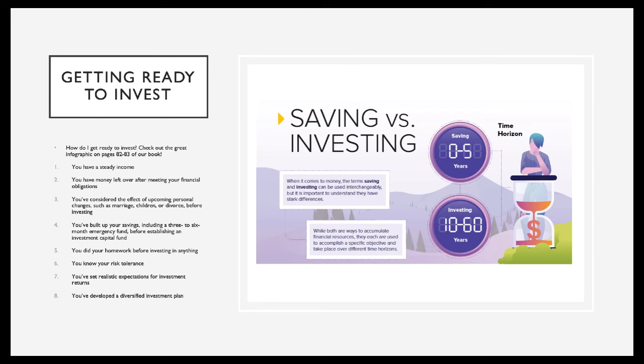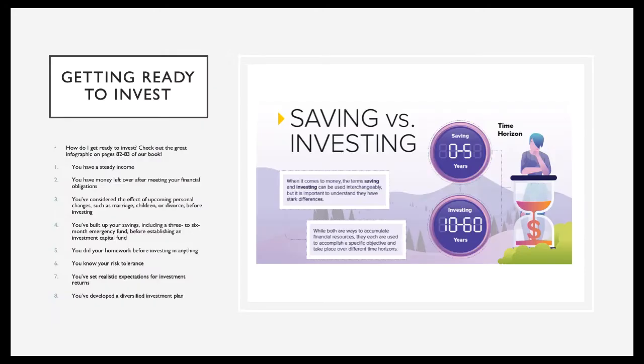Number 7, you've set some realistic expectations for investment returns. Did you realize that generally speaking, your savings is only going to return somewhere between 0 and 2% in terms of an actual return, whereas you're really aiming for something with investments somewhere between 8 and 10% average return annually for your investments to really pace the market of what's available? All right. So finally, step number 8. I'm losing track of the numbers here. The last step on this slide, you have developed a diversified investment plan.